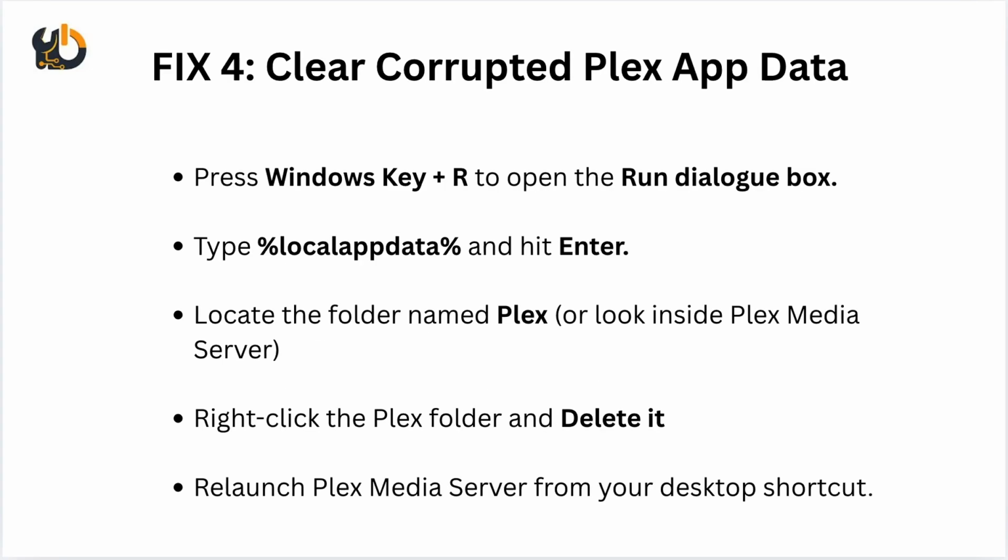Fourth fix is clear corrupted Plex app data. Press Windows key plus R to open the Run dialog box. Type %localappdata% and hit enter. Locate the folder named Plex or look inside Plex Media Server. Right click the Plex folder and delete it. Relaunch Plex Media Server from your desktop shortcut.